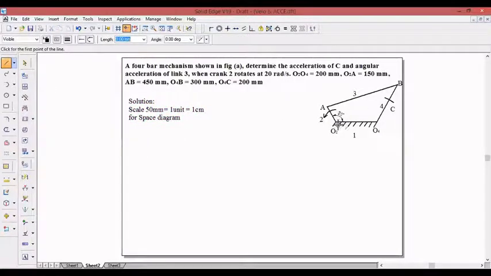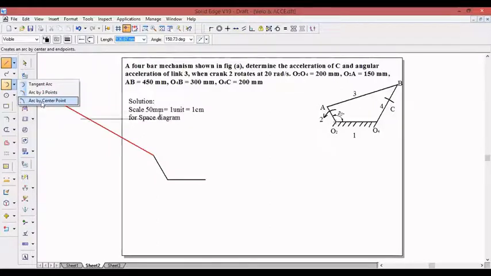I take line. The fixed link is O2O4. O2O4 is 200 millimeter is given. So if you convert it to scale, we get 4 centimeter. And then we have O2A, the crank at an angle 120 degree. The crank length is 150 millimeter. So if we take scale, we get 3 centimeters at an angle of 120 degrees.